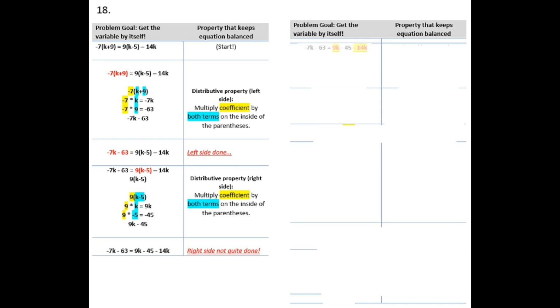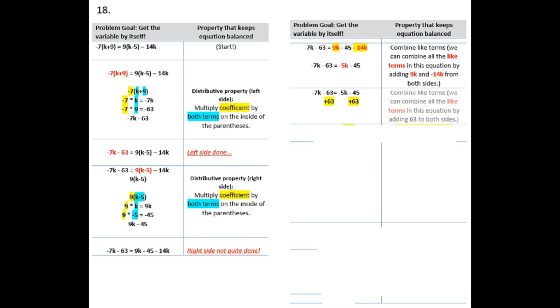Now that right side is not quite done because we have two like terms. See that 9k and that negative 14k? We can combine those. And we don't have to change any signs. We're just adding and subtracting, okay? In this case, we're just subtracting. So this problem becomes negative 7k minus 63 equals negative 5k. That's negative 14 plus 9 minus 45.